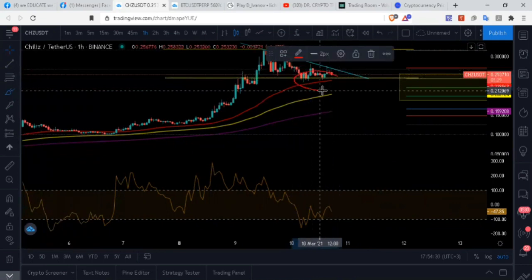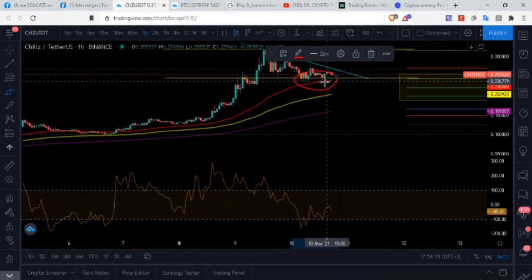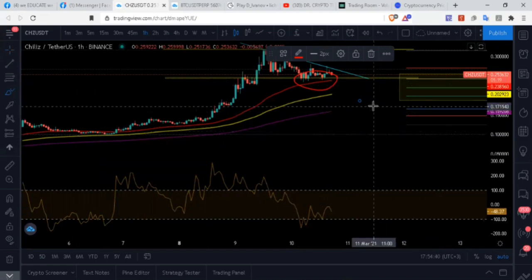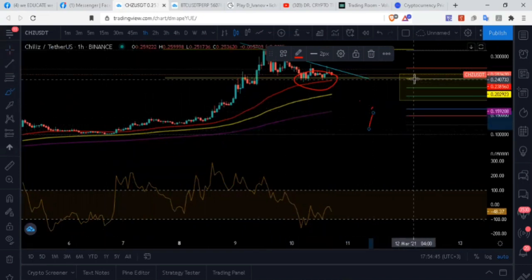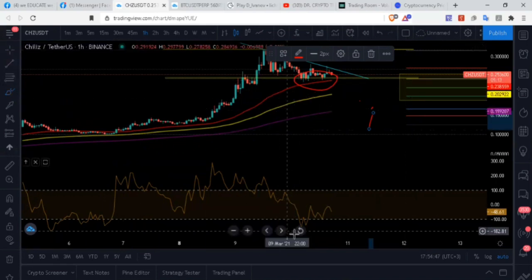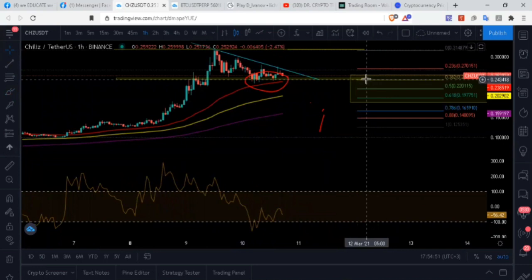Here is really a confluence. The price respected the 50 EMA, and the Fibonacci ratio is on the 382 Fibonacci, which is a sign of a strong trend.